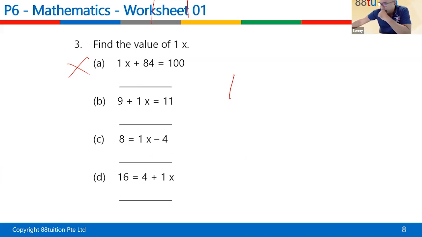What about D? You got 16 on your left hand side. So you must also have 16 on your right hand side. 4 plus 1 times x must give you 16, right? So what's the value of D?